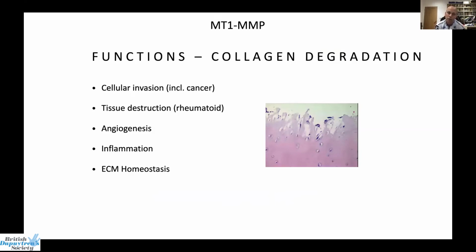In rheumatoid arthritis, there's tissue destruction of cartilage and bone and around the joints. And again, that process is very dependent on MMP14. It's also important in inflammation and in forming new blood vessels, which is important in various diseases such as diabetes. And also just normally maintaining a healthy, what we call extracellular matrix, so healthy connective tissue within the body.